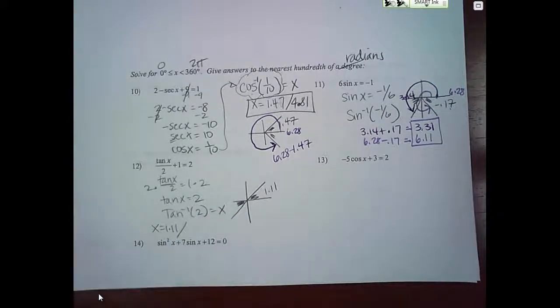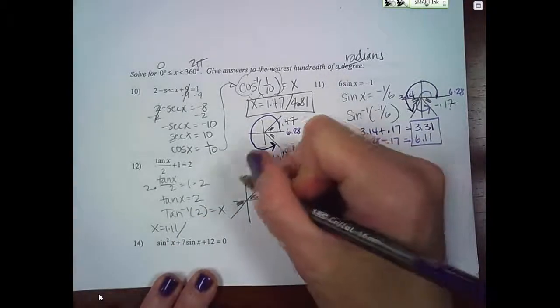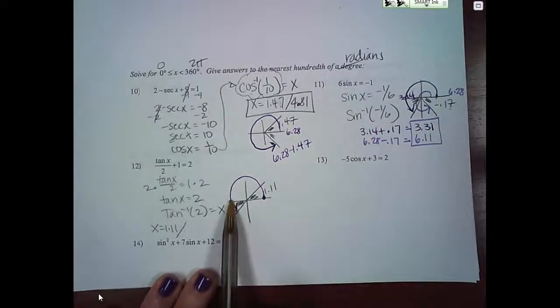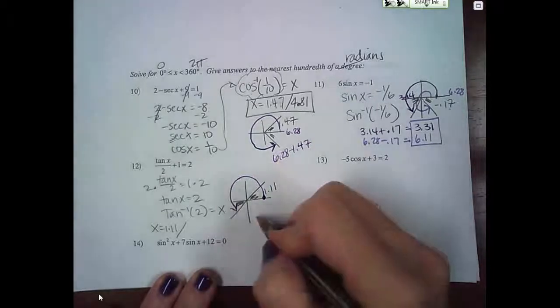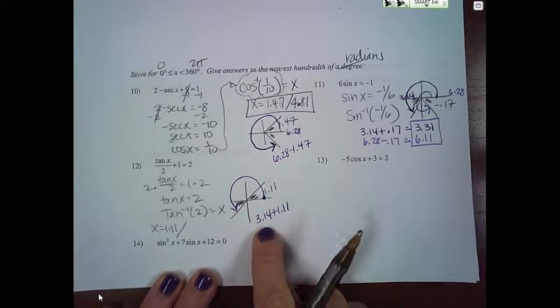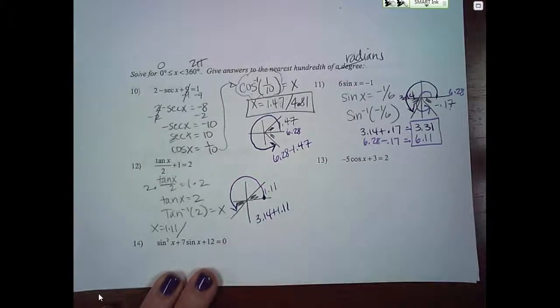To find the other one, we're going to travel from here to this line. I know from here to here is 3.14. I'm going to take the shaded region more. So that would be 3.14 plus the shaded region, which gives you an answer of 4.25.